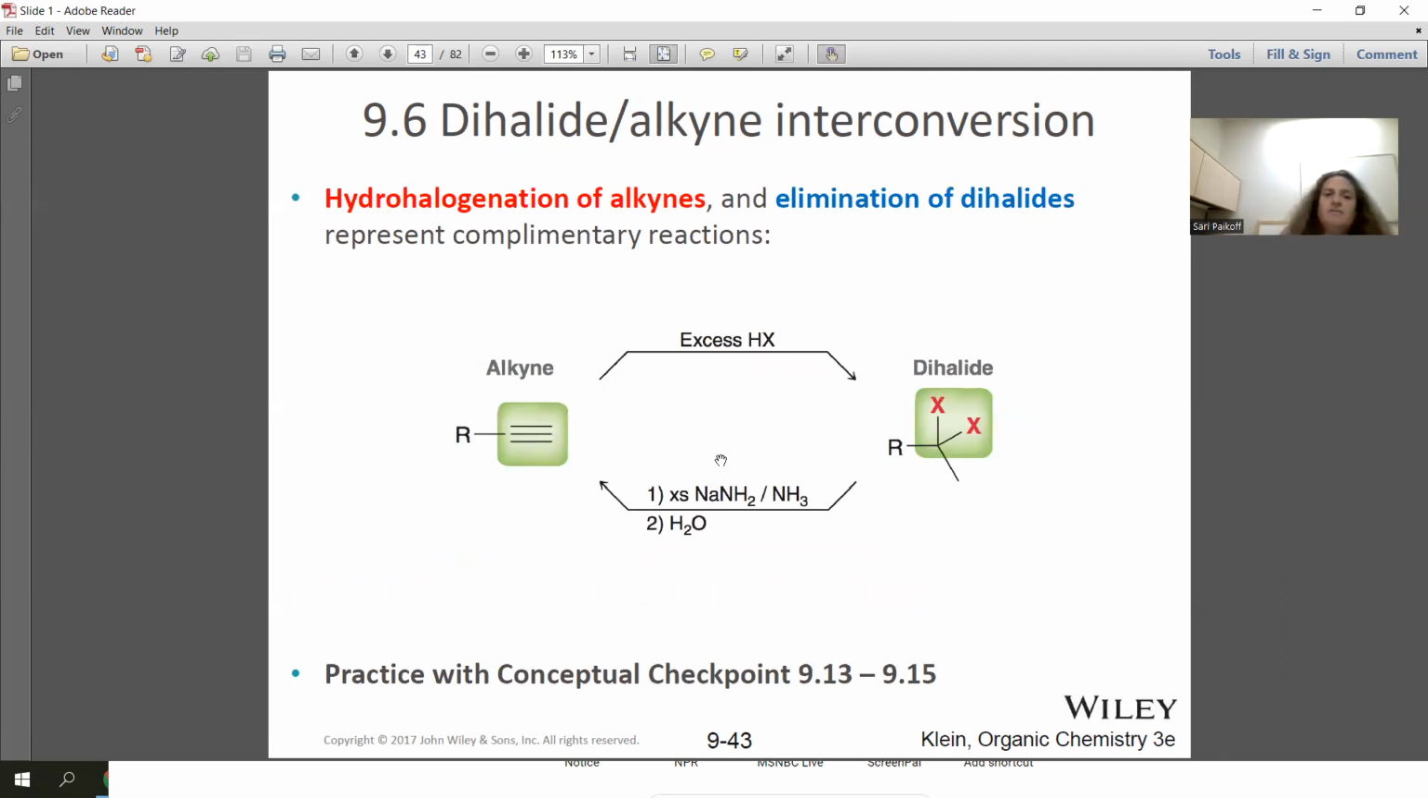Now if I add excess HX, I can make a dihalide, a geminal dihalide, where they're on the same carbon. If I treat a dihalide with NaNH2 and ammonia and then work it up with water, I have an alkyne. And if it's not a terminal alkyne, I don't need to worry about that water step because I'm not deprotonating anything.